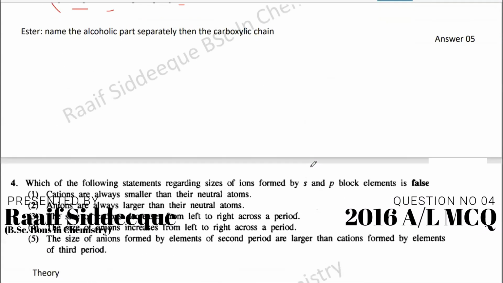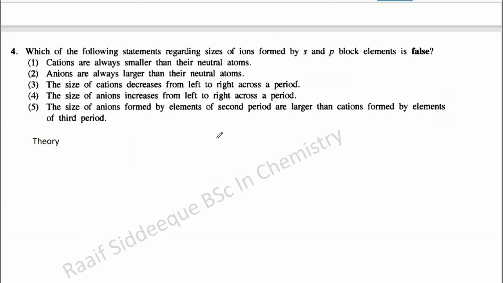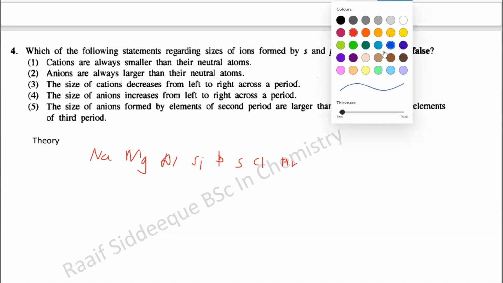Question number 4. Which of the following statements regarding the ions formed by S and P block elements is false? Cations are always smaller than neutral atoms. For an example, let's take the same period: sodium, magnesium, aluminium, silicon, phosphorus, sulfur, chlorine, and argon.